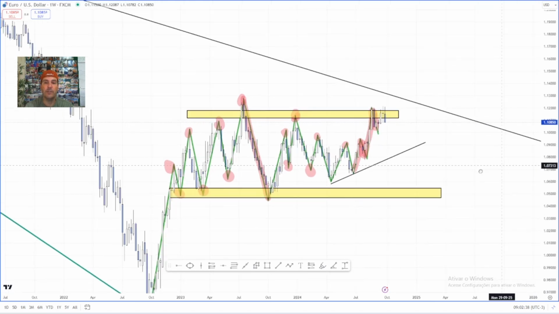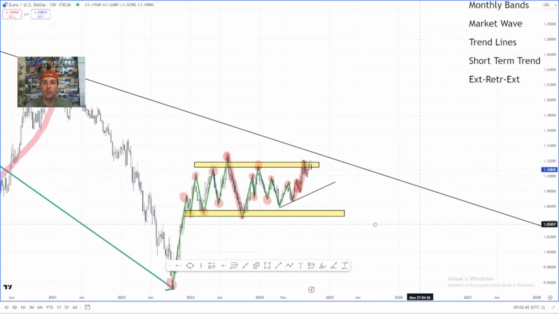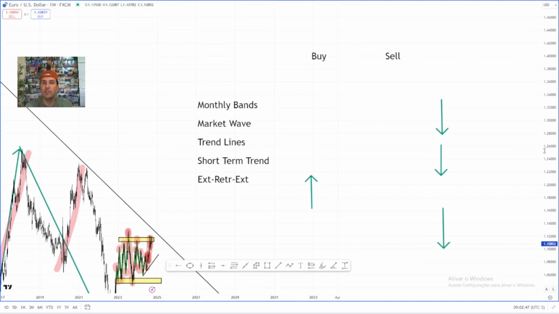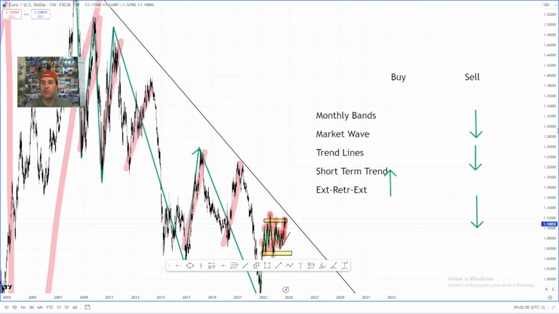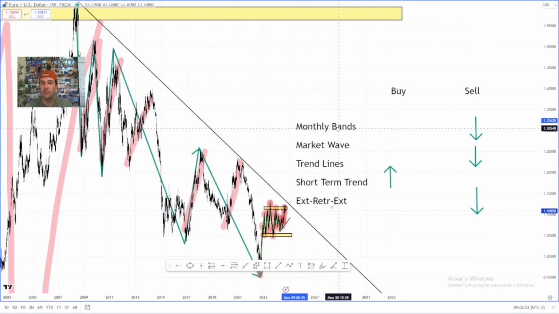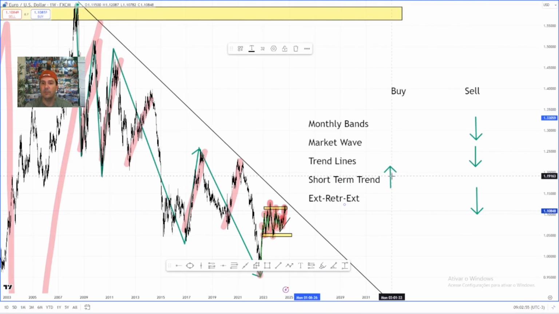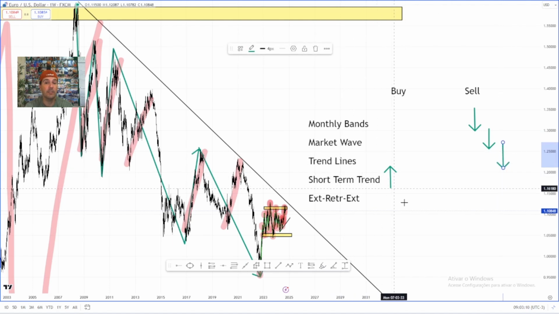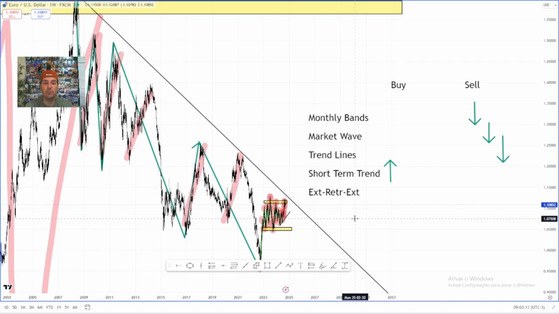Okay, so we can say short-term trend is up. We're going to delete this one, and like this. All right, so short-term trend is up, monthly band is a sell, green market wave is a sell, trend lines is a sell, right? Trend lines like this. Short-term trend is up: retracement, extension, retracement. So now the short-term trend, it's an extension, so it must retrace.